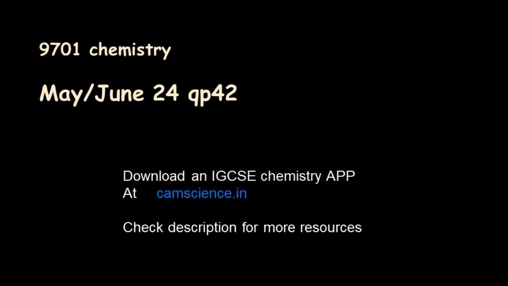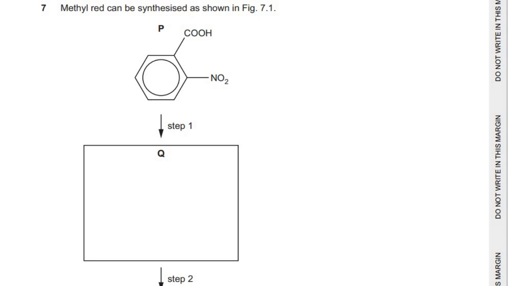We have already discussed question 1 to 6 in our earlier two videos for the question paper 42970 in chemistry of the examination series May-June 2024. And in this video, we are going to discuss question 7 to question 9. So let's go ahead. So here is question 7.